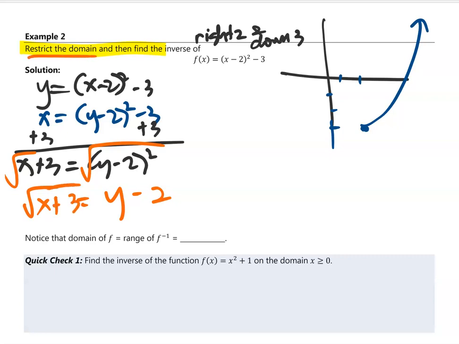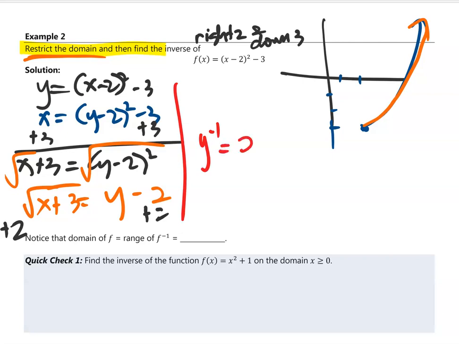Since we're only using the positive side, we're just going to use the positive, not including the negative. So that's what is meant by restricting the domain. So we want this side only of the parabola, the positive side. And then the last step is add 2. So our inverse is going to be, I'm going to write down here, 2 plus square root of (x plus 3).